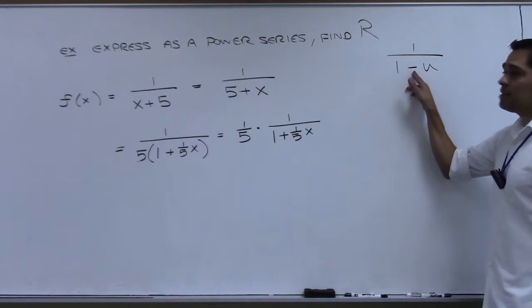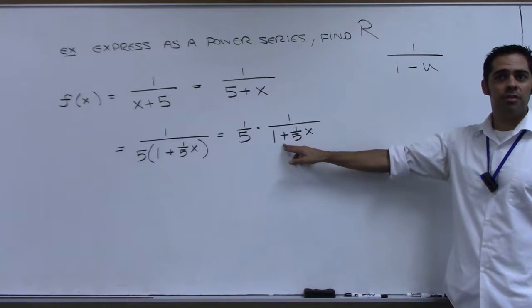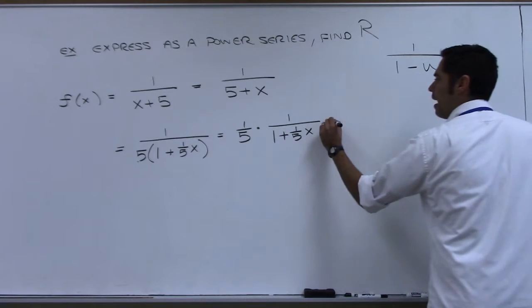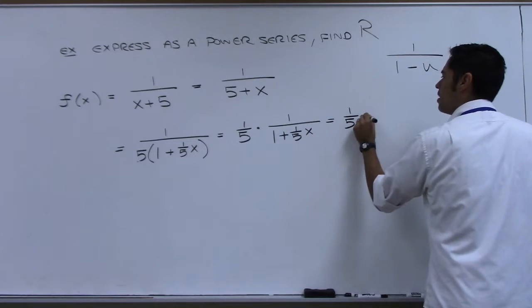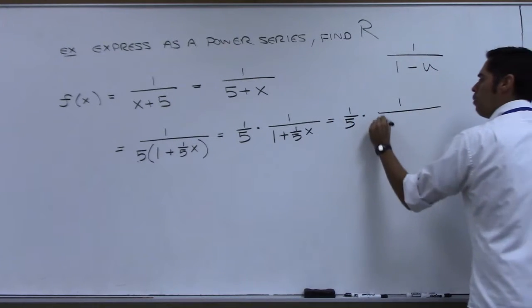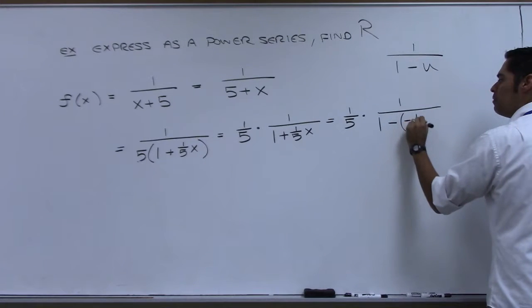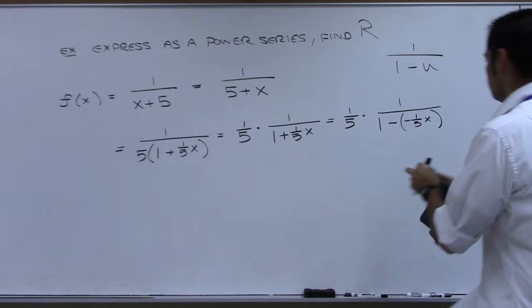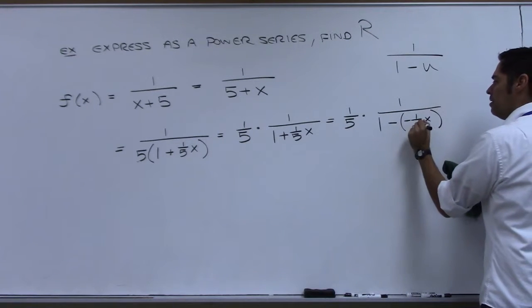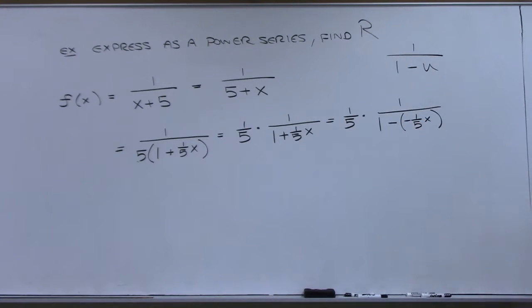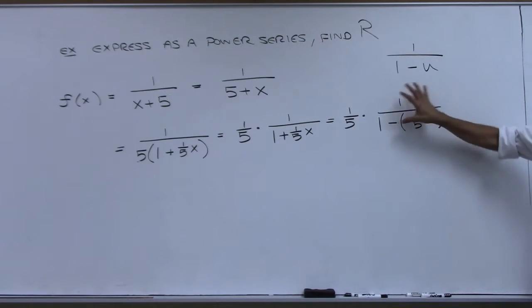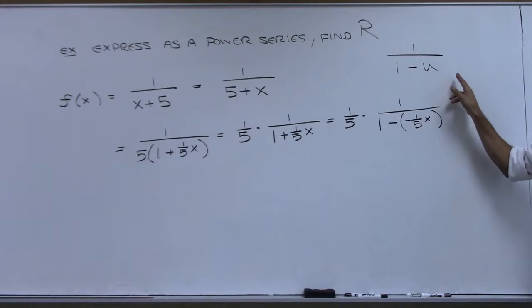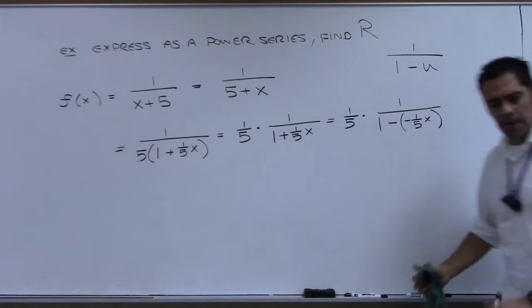Now, I need subtraction. I don't have subtraction. I have addition. So I'm going to add the opposite, like add a negative. So 1/5 times 1 over 1 minus, in parentheses, negative 1/5 x. That's a 5. We still good? Yes. Thank you. All right. Do you see now that we have 1 over 1 minus u? Yes? Now we have a 1/5 in front, but don't worry about that 1/5.